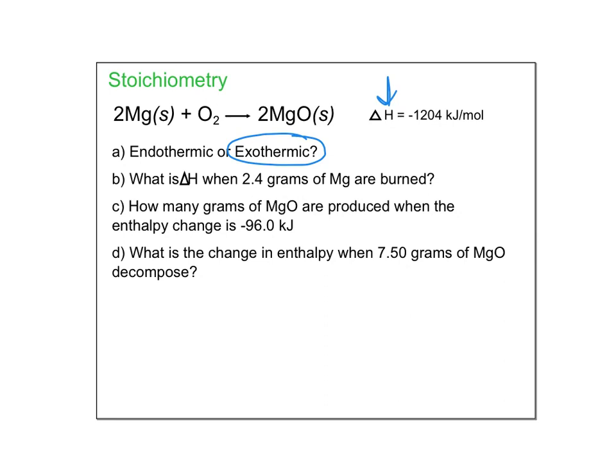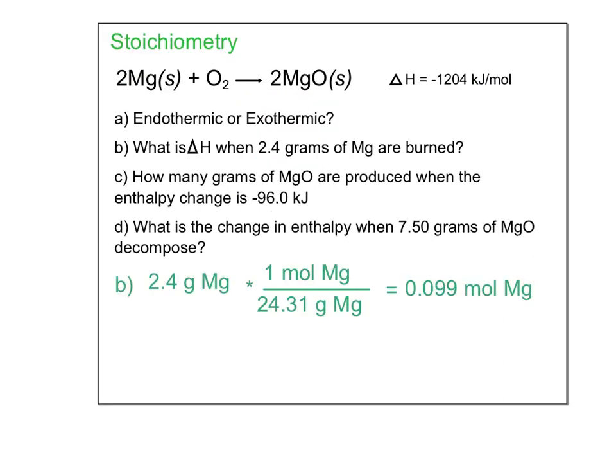So I know if 2 moles of magnesium are burned, it's going to give off 1,204 kilojoules, but I'm guessing that 2.4 grams is not equal to 2 moles of magnesium, so we have to do a little stoich. So for this problem, I'm going to turn 2.4 grams of magnesium to moles of magnesium just using the molar mass, so magnesium 24.31 grams per mole. My grams cancels, I'm just left with moles of magnesium.